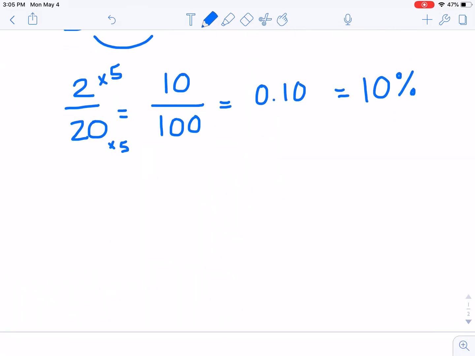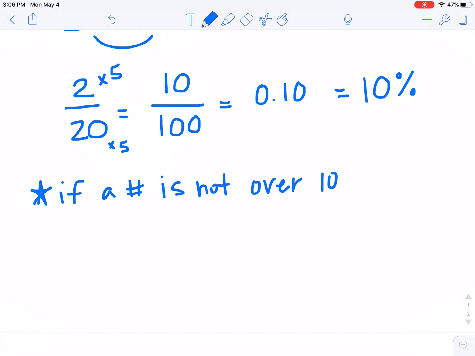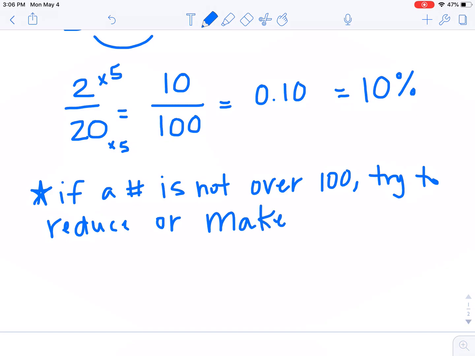And that is, if a number is not over 100, or 10 also, because you could do 10ths easily, try to reduce it, or make it over 100 if you can. Make it an equivalent fraction.